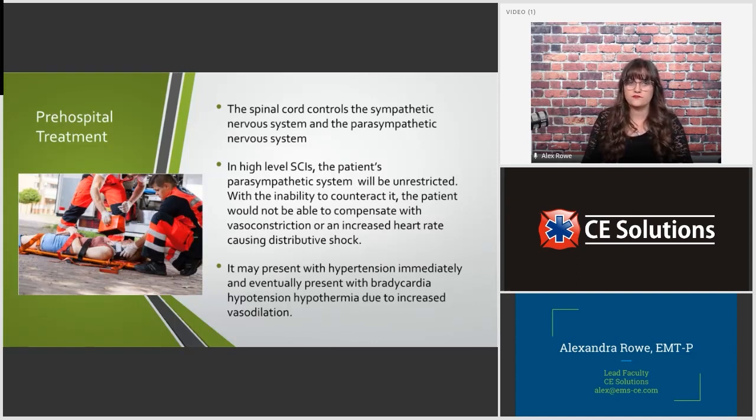Here's a few things with pre-hospital treatment when it comes to spinal cord injuries. So we all know the spinal cord does control the sympathetic and parasympathetic nervous system. So the sympathetic is our fight or flight, so epi or norepi. Parasympathetic is that feed or breed, so acetylcholine. It's the vagus nerve response, right? In high-level spinal cord injuries, the patient's parasympathetic system will be unrestricted. With the inability to counteract it, the patient would not be able to compensate with vasoconstriction or an increased heart rate, causing distributive shock. So then we have neurogenic shock with these patients, right? Initially, these patients might present with hypertension, and then eventually everything goes downhill from there.